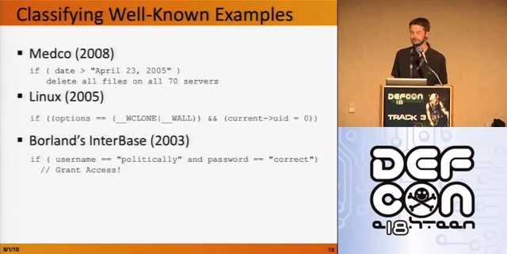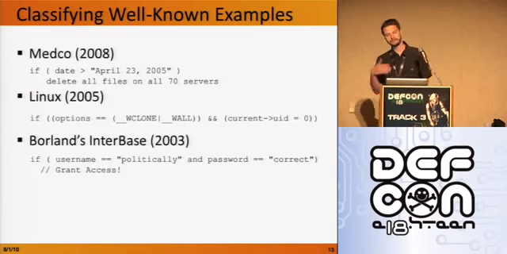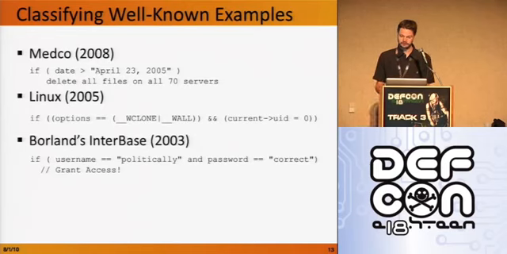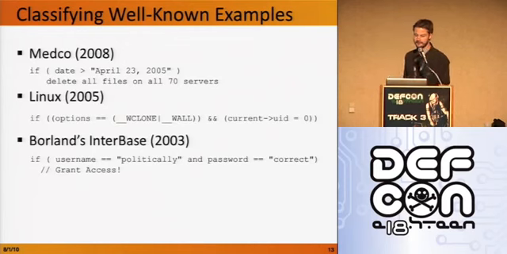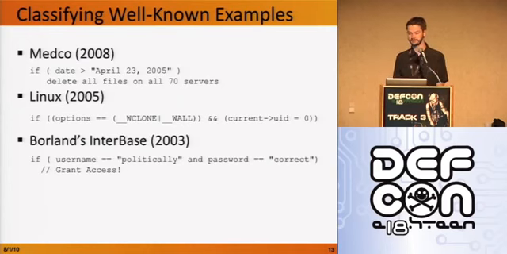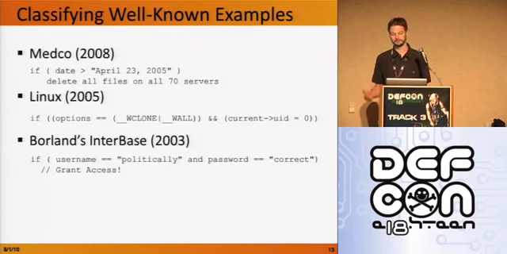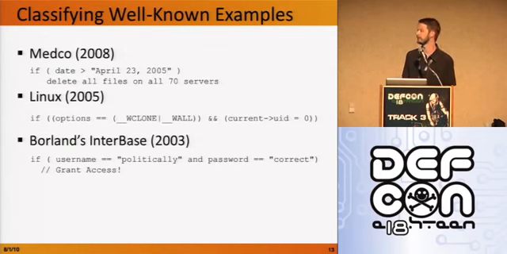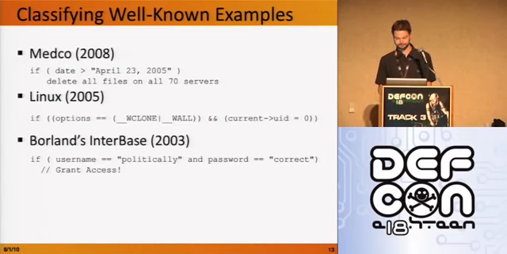So I have three examples up here. First of all, it's the Medco case. After a particular date and time, it will delete all the files on 70 servers. So first of all, we can classify this as a very destructive insider threat. Another way to classify this is that it's of high risk to the company itself, for the business. If this piece of code is executed, it will delete 70 servers, which means downtime, which means no business. So it's of high risk for the company itself. It's also trivial to write this piece of code. It's not complicated at all. So you can classify this as a very trivial way to implement.